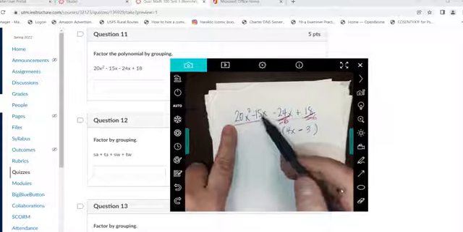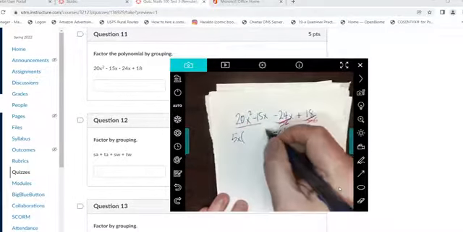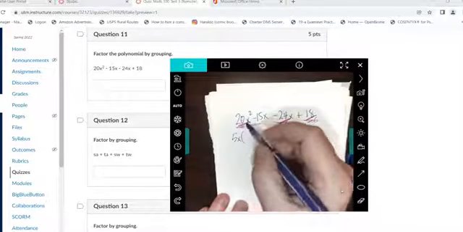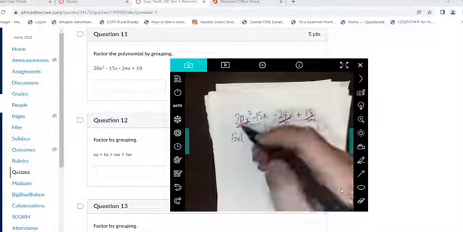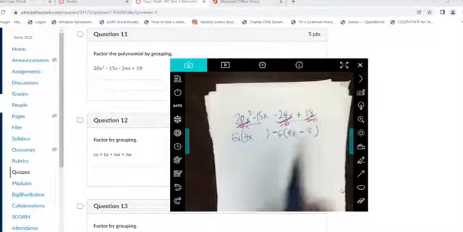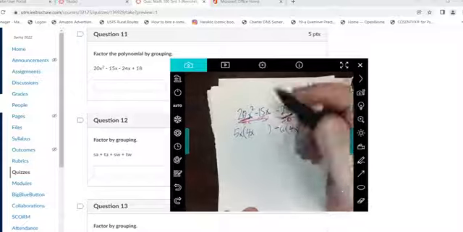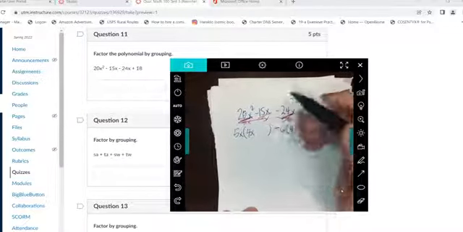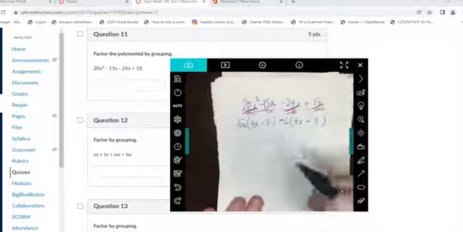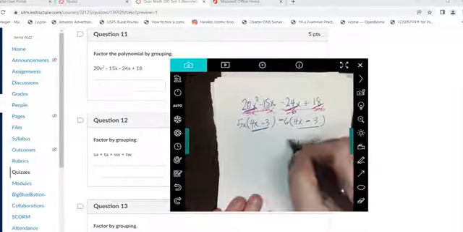20 and 15 have 5 in common, and there's an x in common. So if I divide this by 5x, 20 divided by 5 is 4. And if I remove one of those x, I get x. And if I divide this by 5x, well, the x's cancel, and negative 15 divided by 5 is minus 3. Okay. So I am getting a common factor here of 4x minus 3.